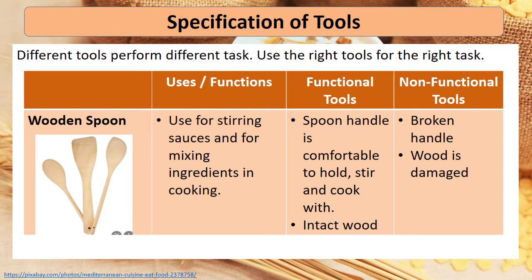Wooden spoon. It is used for stirring sauces and for mixing ingredients in cooking. It is functional if the spoon handle is comfortable to hold, stir, and cook with, and all of the wood is intact. It is non-functional if it has a broken handle or the wood is damaged.